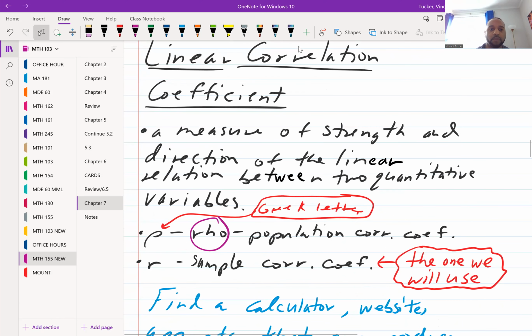All right. So the Greek letter rho is what they use for the population correlation coefficient. We're going to use r, just our regular r, for the sample correlation coefficient.